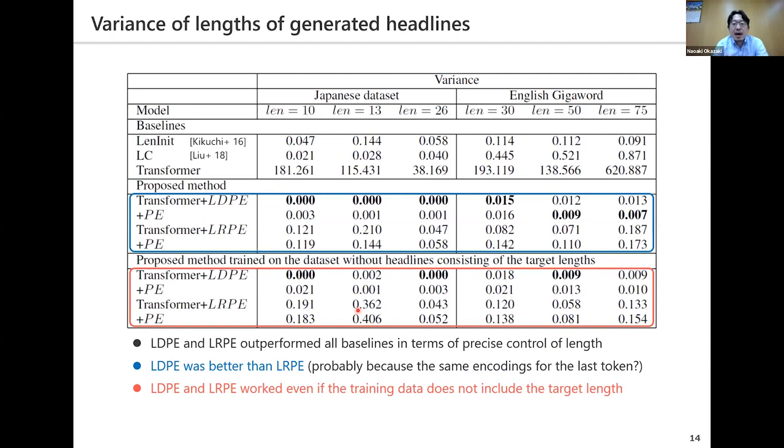This table shows the variance of length between the generated and reference headlines. In this experiment, we use character-based tokenization in the decoder for precise control of length. And we observed that the proposed method outperformed all baselines in terms of precise control of length. So the variance of the length between reference and generated headlines is around 0. In addition, the proposed method again worked well, even if the training data does not include the target length.